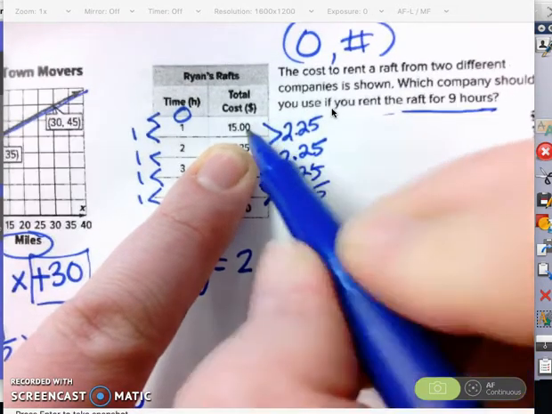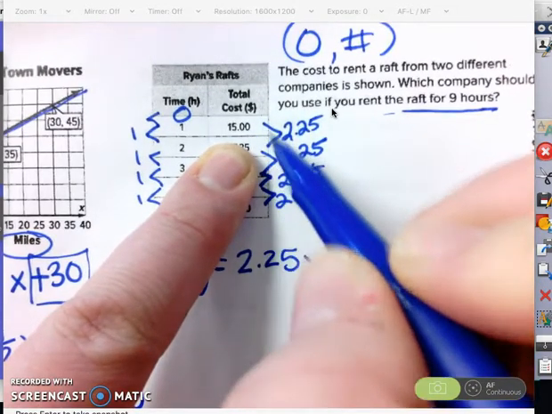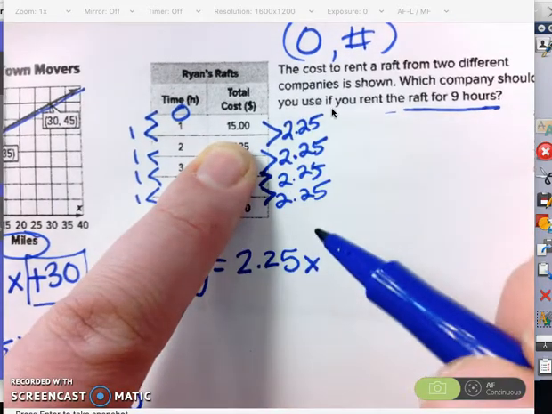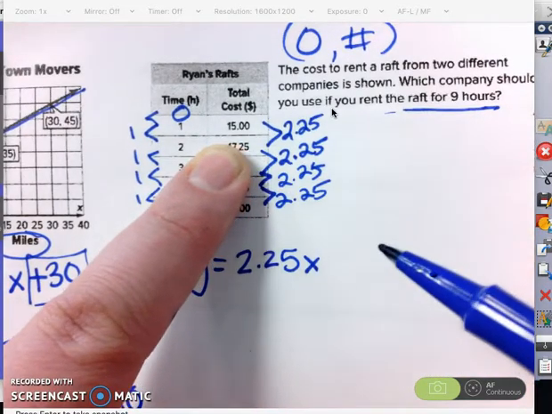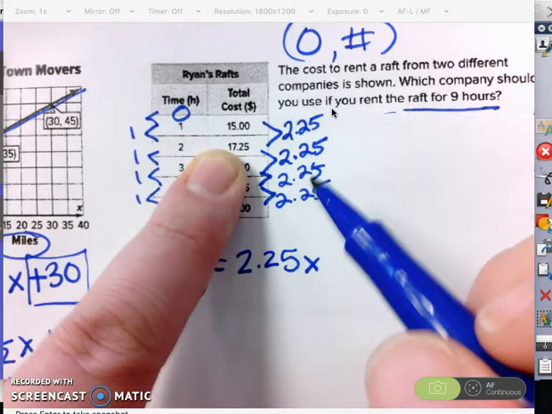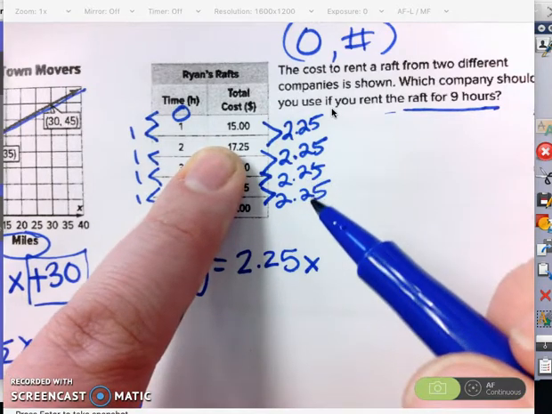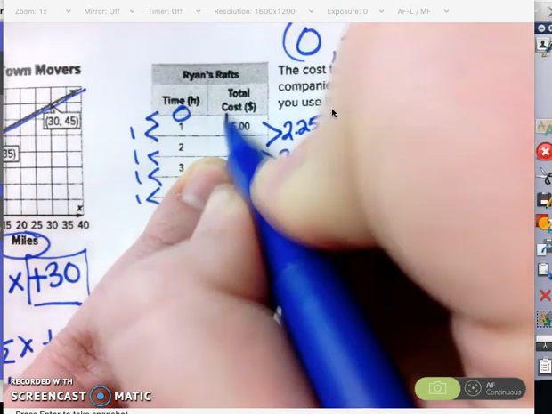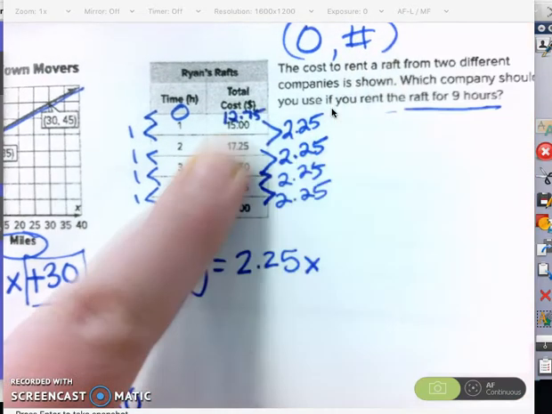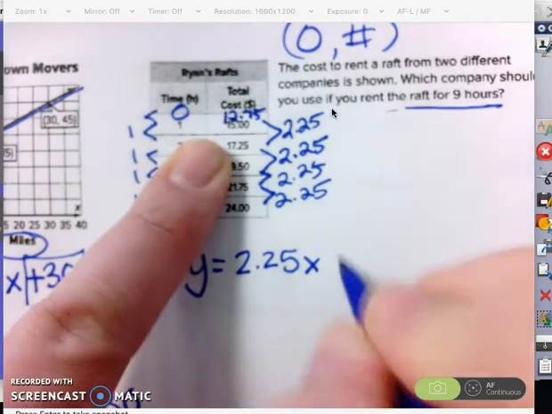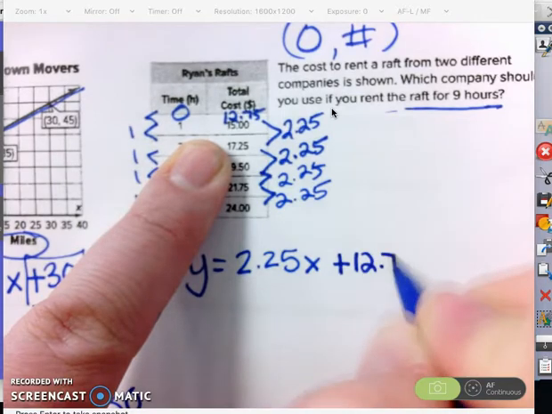So subtract 2.25 from 15. First subtract the $2. 15 minus $2 is 13. Then subtract the 25 cents. So 13 minus 25 cents is $12.75. So that is my y-intercept. So this is going to be plus $12.75.